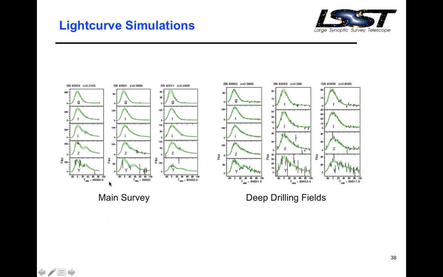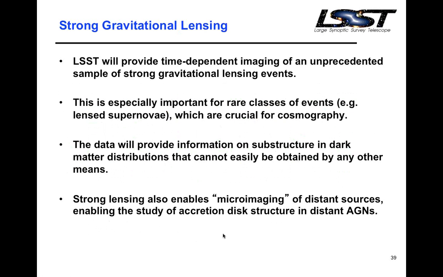Strong gravitational lensing. LSST will provide time-dependent imaging of an unprecedented sample of strong gravitational lensing events. And this is especially important for rare classes of events like lens supernovae, which we'll probably see for the first time, which are crucial for cosmography. These data are interesting because they can provide information on the substructure and dark matter distributions of galaxies that is difficult to derive by any other means. And strong lensing will also enable us to do micro-imaging of distant sources, which could enable the study of accretion distribution of distant AGNs.